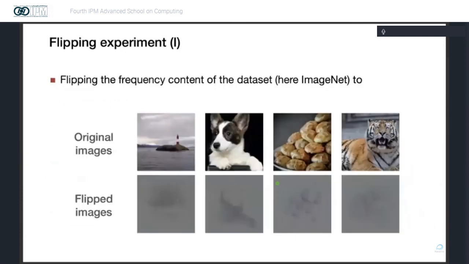Let's say we take one of these data sets, say ImageNet, and we try to flip the frequency content of our images. Let me explain it by a 1D example. Let's say we have a signal like that. If we compute its frequency content, it might look something like that. And then by flipping, we flip the frequency content. It's like we move the high frequency parts to the lower frequency part, and the lower frequency part we move to the higher frequency part.